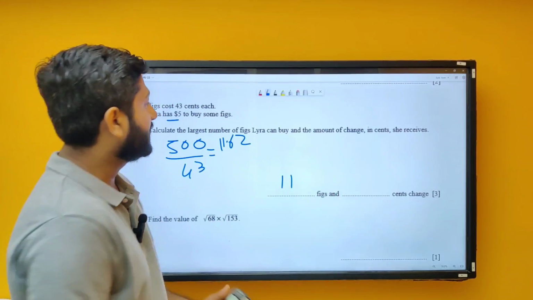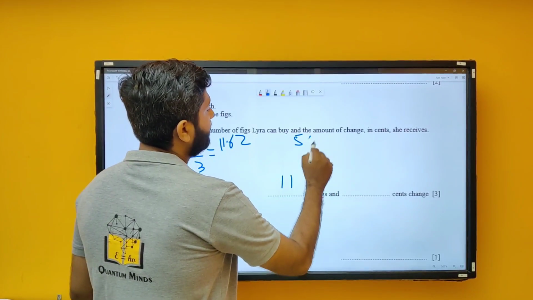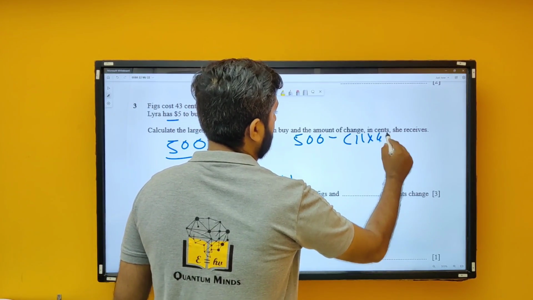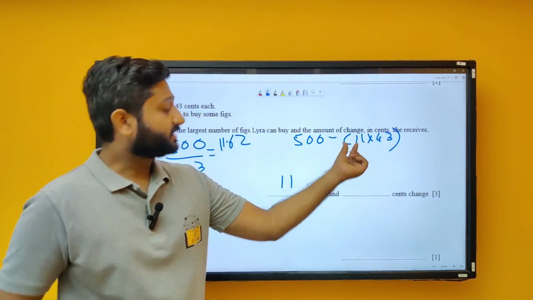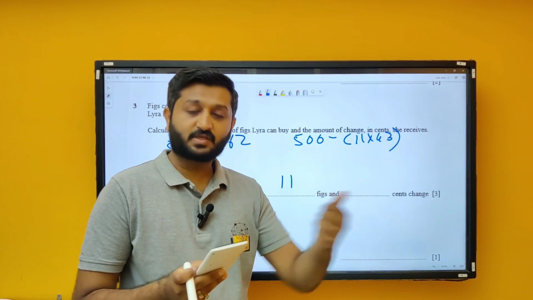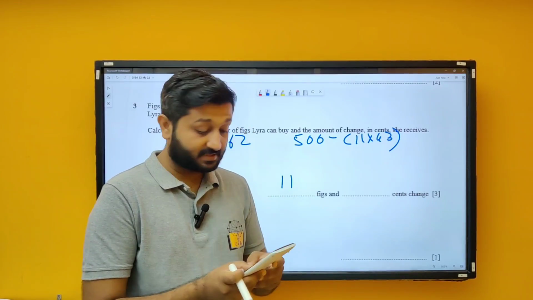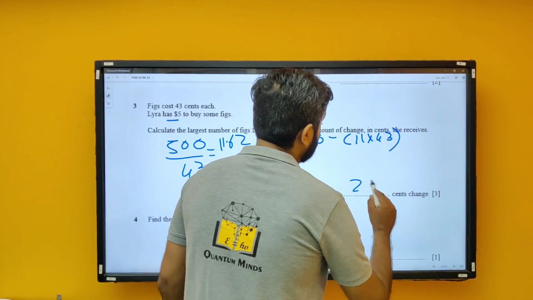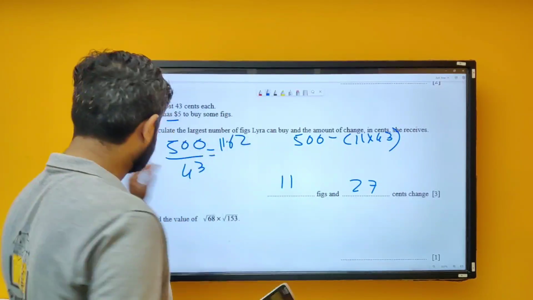And what is the change? I think the change will be 500 minus 11 into 43, right? Because she is buying 11 figs for 43 cents each, which is 473 cents, and she is giving $5. So the change which she'll receive is 27 cents.